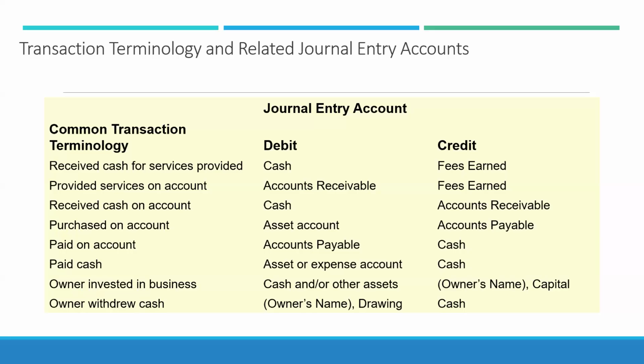And then when the owner invests in the business, cash comes in, so cash goes up and owner's equity goes up. When the owner withdraws cash, what happens to cash when the owner withdraws cash? And owner's equity goes down. When owner's equity goes down, is that a credit or a debit? When you decrease owner's equity, it's a debit. So you know drawings or dividends are a normal debit balance because it's decreasing owner's equity, right?